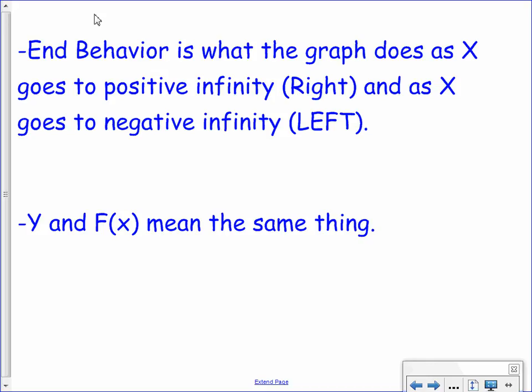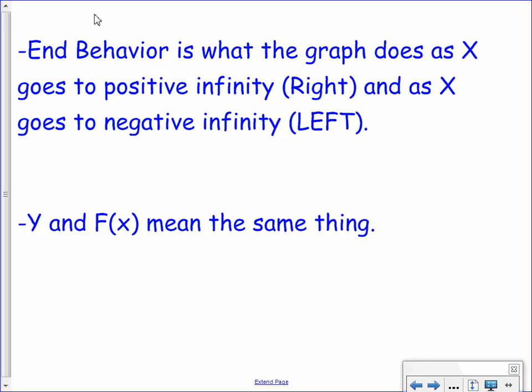Focus. Here we go. End behavior is what the graph does on the left side and on the right side. Right? Which coordinate is the left-right coordinate? Is it x or y? It's the x. The x coordinate is described left and right. The y coordinate is described up and down. You with me? So when you read it, it's going to tell you what's happening on the right or what's happening on the left. And then you just say it's going up or it's going down.